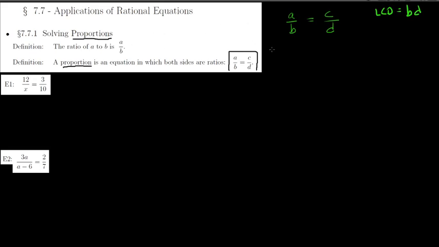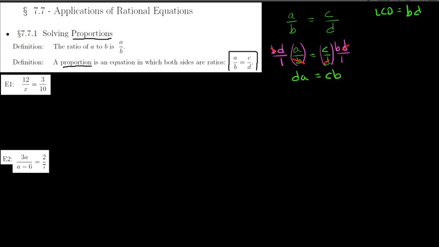And we would multiply both sides by B times D. So here's the equation. Multiply the left side by BD over 1, and do the same thing to the right side, B times D over 1. When you do that, notice what happens. On the left, the B's cancel, and on the right, the D's cancel. So you're left with the equation D times A equals C times B. And we get rid of the fractions.